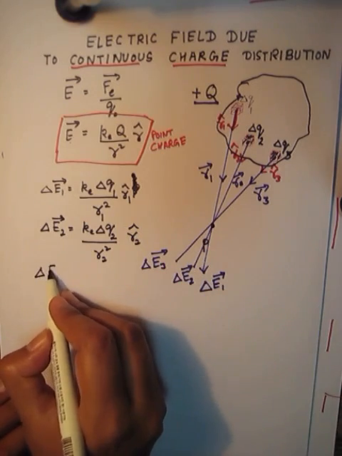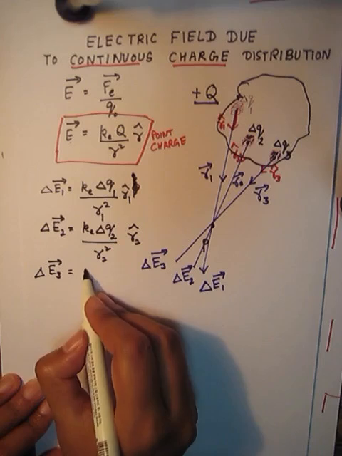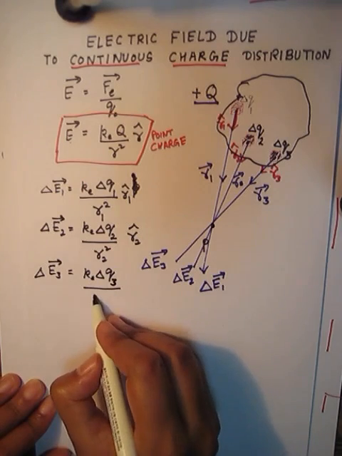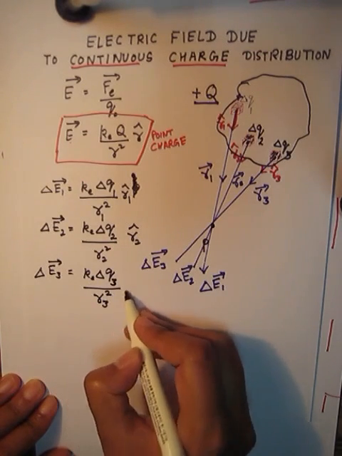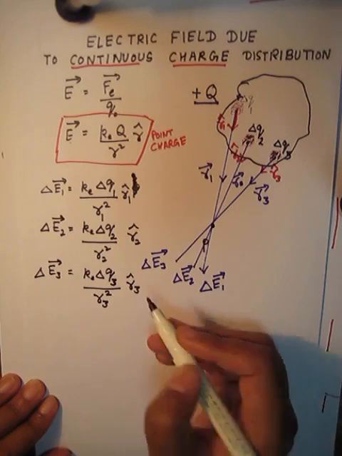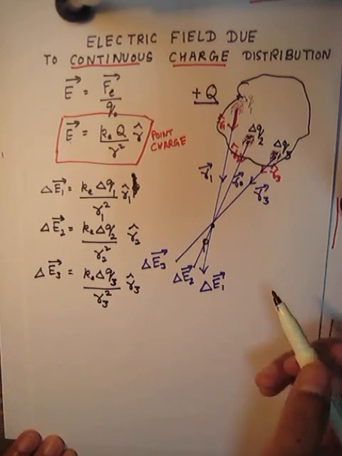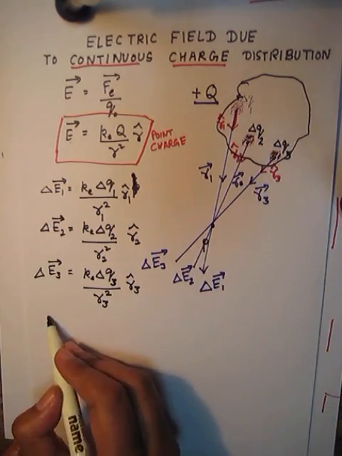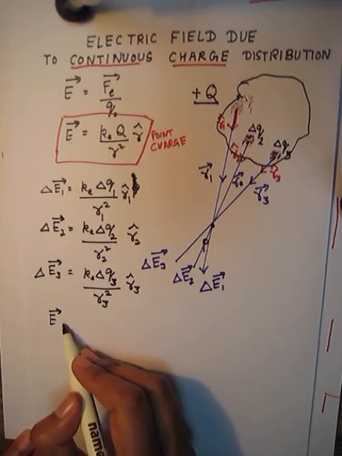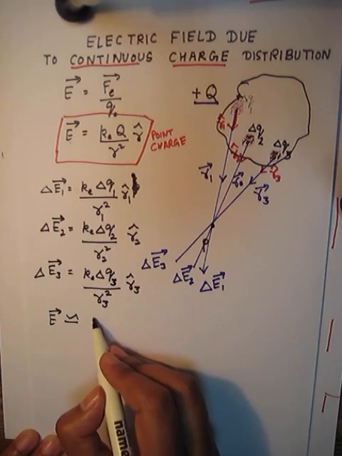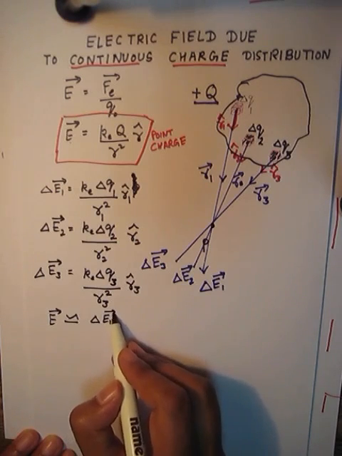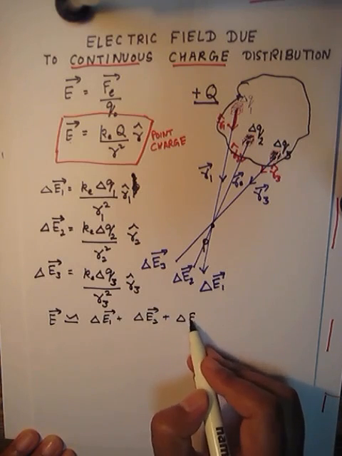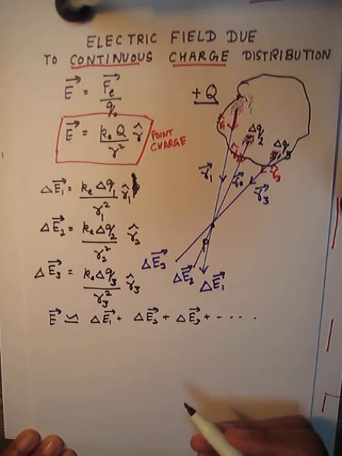Similarly, delta E3 vector will be Ke delta Q3 divided by R3 square R3 unit vector, and so on. So if we have I number of these small parts, we can add all of them, and therefore total electric field will be approximately equal to delta E1 vector plus delta E2 vector plus delta E3 vector, and so on.